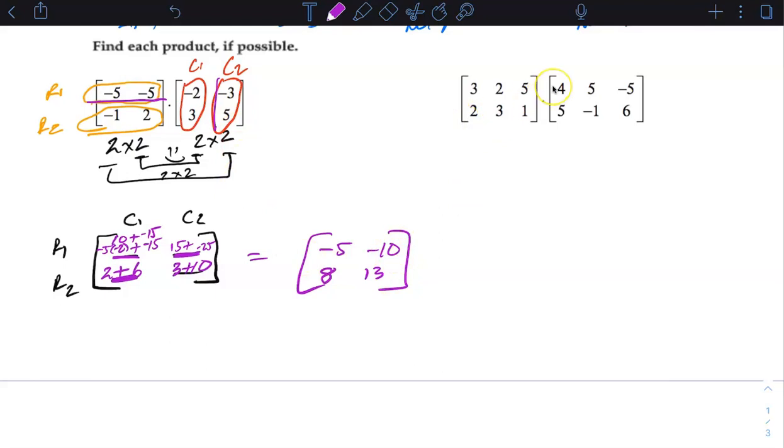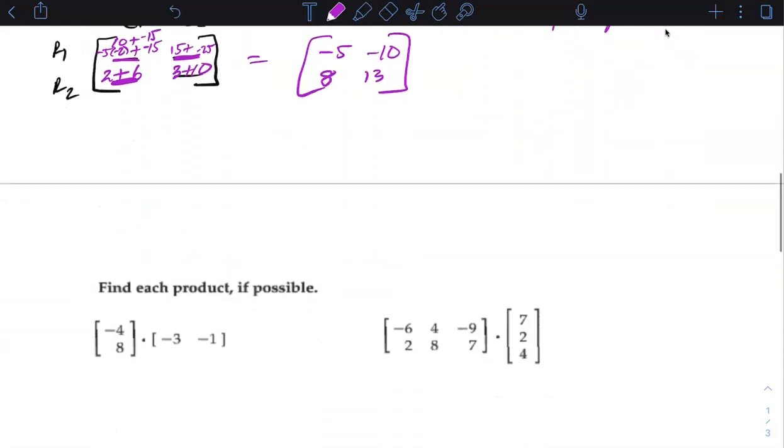Now I'm going to do this one. This one looks worse. Well, first let's double check you can multiply. I always forget that. So this is a 2 by 3, right? 2 rows, 3 columns. And this is a 2 by 3, 2 rows, 3 columns. And they actually can't. Not possible. We cannot multiply these two. That makes it a little easier. So there we go.